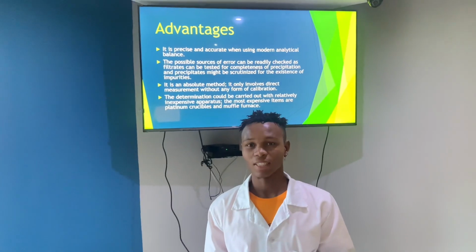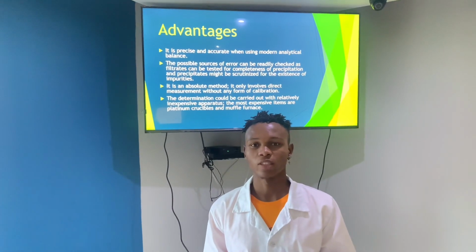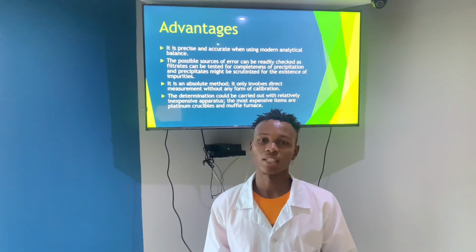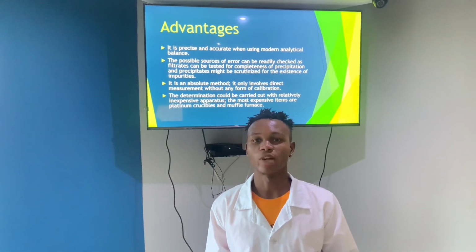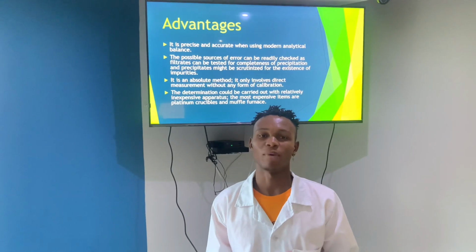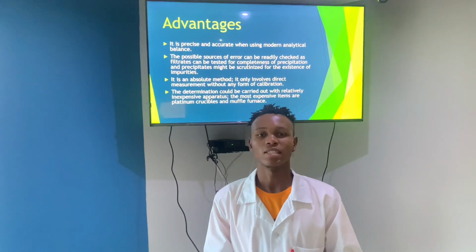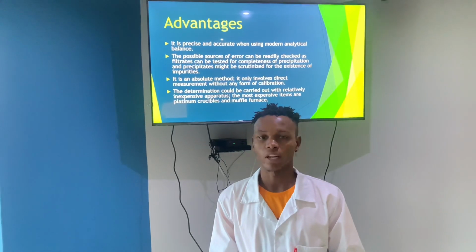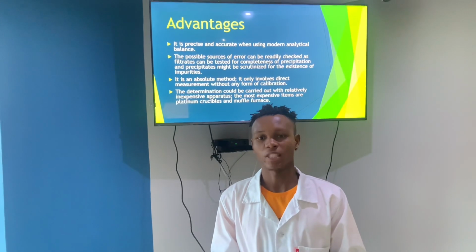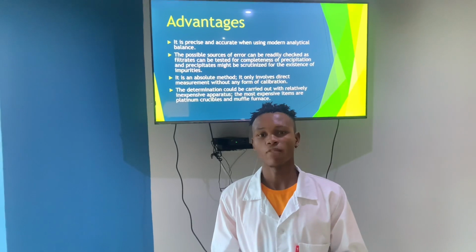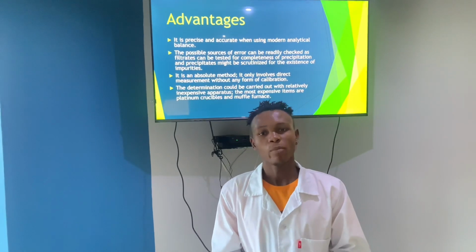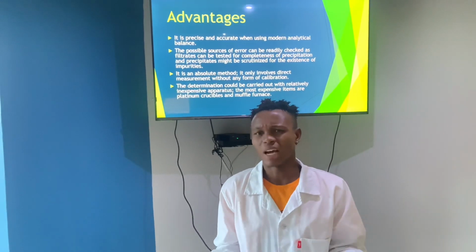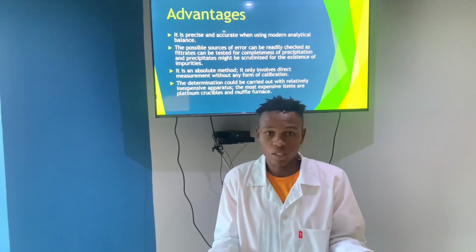There are advantages and disadvantages of using gravimetric analysis. The first advantage is that it is precise and accurate when using a modern analytical balance. The second advantage is that the possible sources of error can be rapidly checked and the filtrate can be tested for completeness of the precipitation. And precipitates might be scrutinized for the existence of impurities.